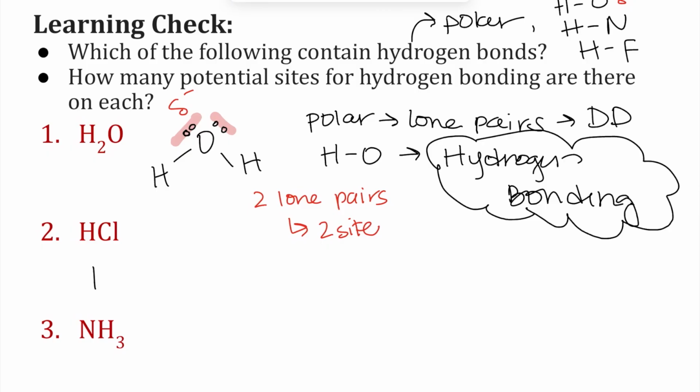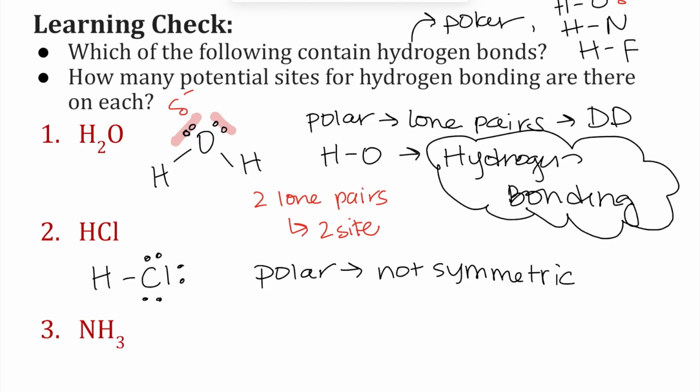Next one is HCl, hydrogen and chlorine, making each of those happy. Hydrogen is happy with 2, chlorine's happy with 8. So now I have this molecule, it's covalent, it is polar because it is not symmetric. So we know that it is at least dipole-dipole IMFs. Then we need to look, does it have hydrogen-oxygen, hydrogen-nitrogen, or hydrogen-fluorine? No, it does not. And so this one has no hydrogen bonding. The strongest IMF is that dipole-dipole.